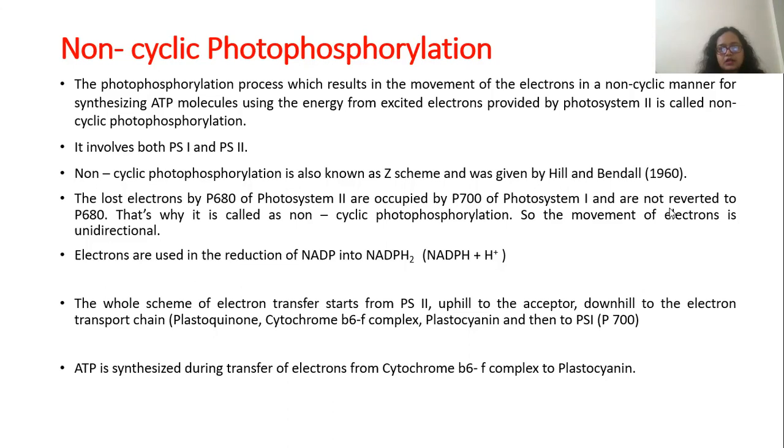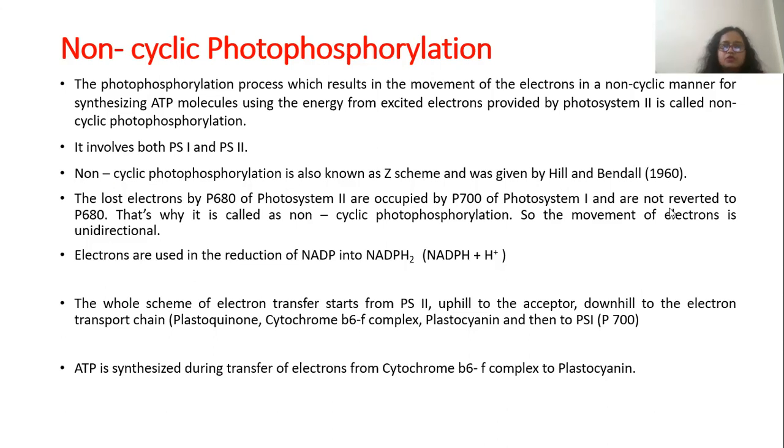Electrons which are expelled out of the reaction center P700 of photosystem 1 are used in the reduction of NADP into NADPH2, or we can say NADPH plus H plus molecule. So the whole scheme of electron transfer starts from photosystem 2 uphill to the acceptor, then downhill through the electron transport chain. What are the different components of the electron transport chain? In this case they are plastoquinone, cytochrome b6f complex, plastocyanin, and then the photosystem 1 P700 reaction center.